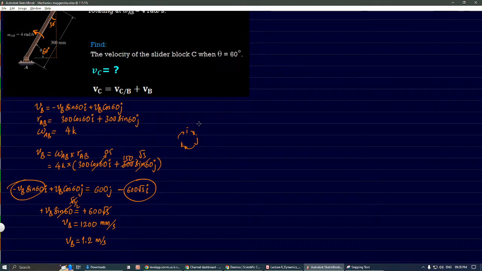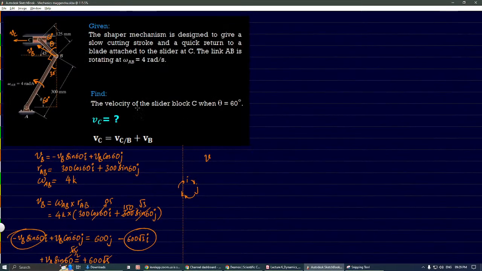Let's next write down the relative velocity formula. Velocity of B with respect to C will be equal to velocity of B minus velocity of C. Correct? So velocity of C we have to send to the other side, with a plus. We get velocity of B equals velocity of B with respect to C plus velocity of C. Correct?